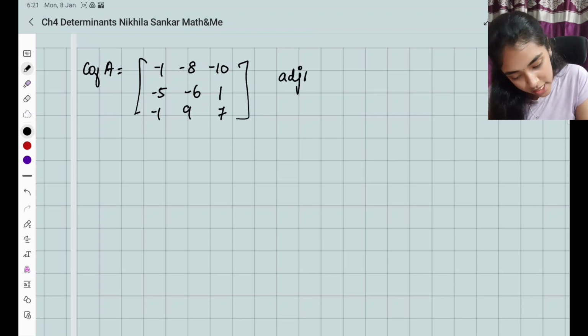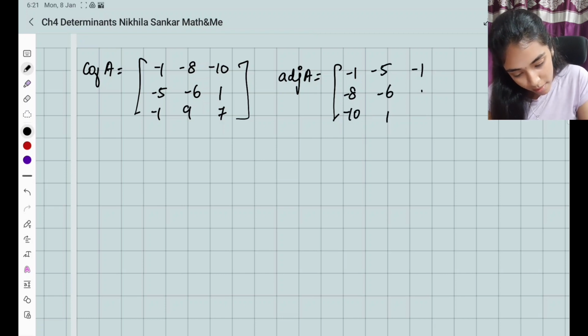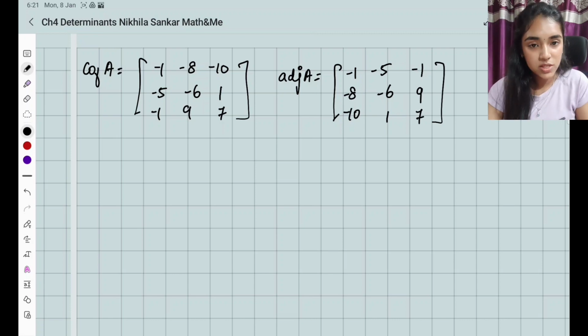Adjoint A is going to be the transpose of this. So minus 1, minus 8, minus 10, minus 5, minus 6, 1, minus 1, 9, 7. Okay, so adjoint A is done.